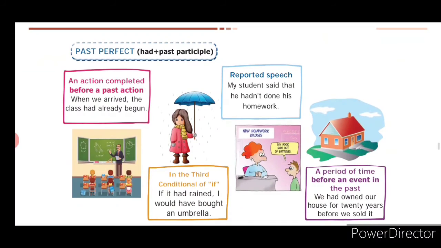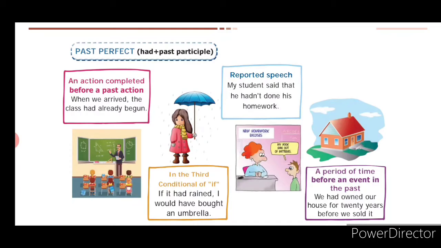So now let us discuss past perfect tense. The structure of past perfect tense is subject plus had plus past participle. Subject plus had plus past participle. Okay, so where is past perfect tense used? When we talk about an action that happened in the past, in those cases we will be using past perfect tense. Okay children, an action completed before a past action.